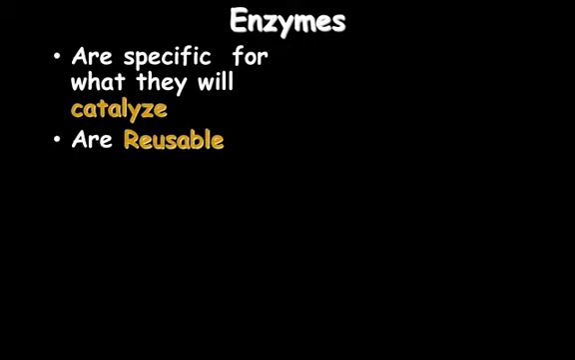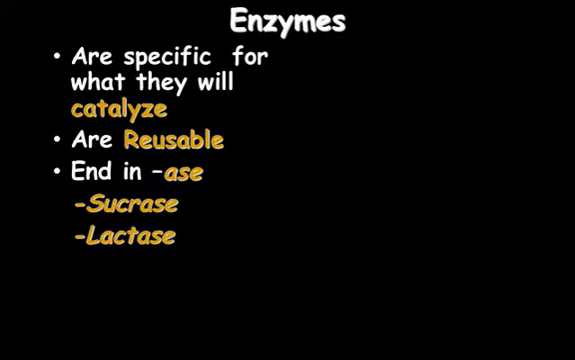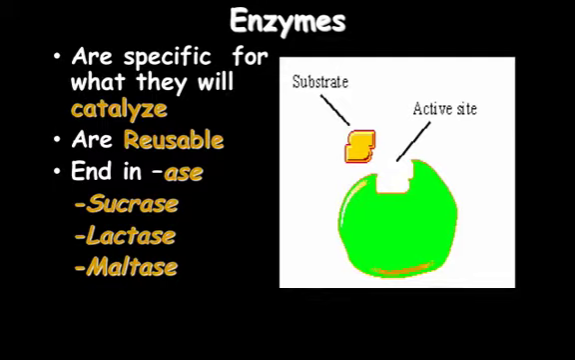Enzymes are specific for a particular type of reaction. That means one enzyme will only work on one substrate. They're reusable. We can recognize enzymes because they tend to end in the letters ASE. Examples are sucrase, lactase, maltase. Another one is, of course, amylase, which is in the saliva in our mouths where digestion starts.